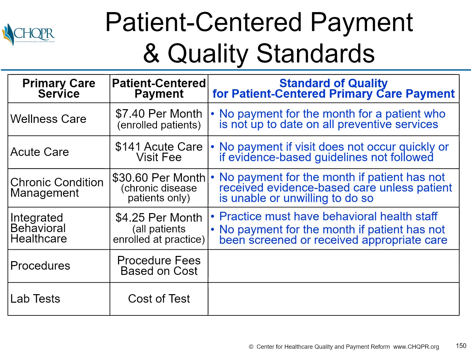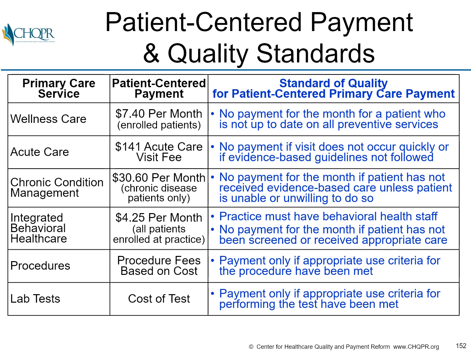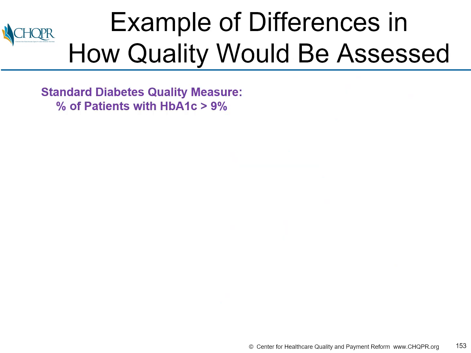The practice would only bill for a monthly behavioral health care payment if it had appropriately trained staff at the practice and if it was conducting appropriate screening of patients and appropriate interventions. The practice would only bill for performing a procedure if the procedure was appropriate based on current evidence-based guidelines. And the practice would only bill for performing a lab test if the test was appropriate for the patient's needs.